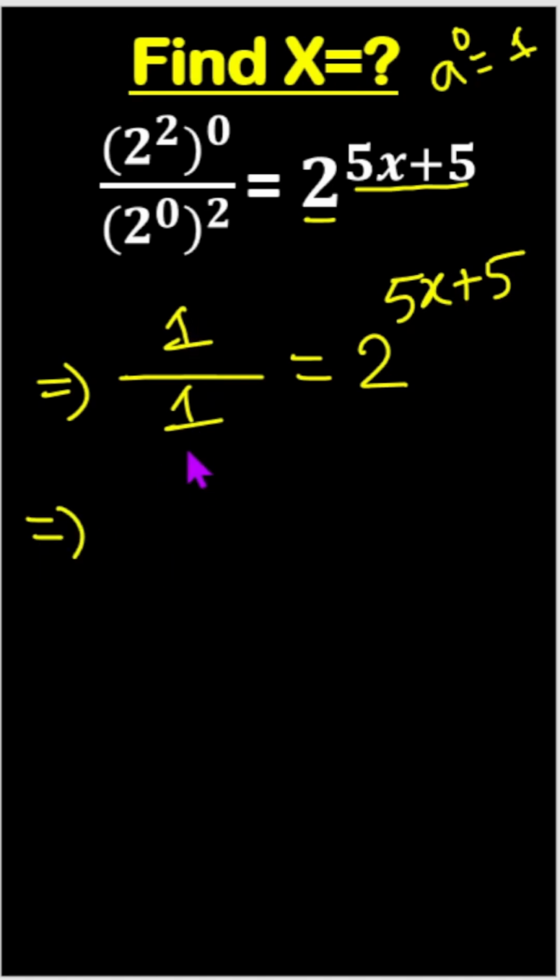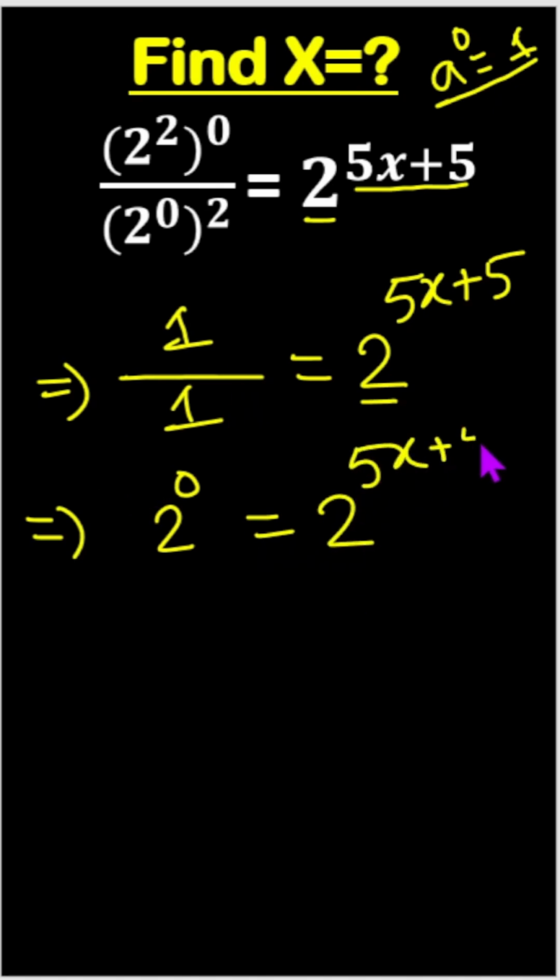So 1 divided by 1 is 1, but here the base is 2, so we have to make a similar base, therefore it's 2 to the power 0. We know a to the power 0 means 1, so 2 to the power 0 is also 1, and here 2 to the power 5x plus 5.